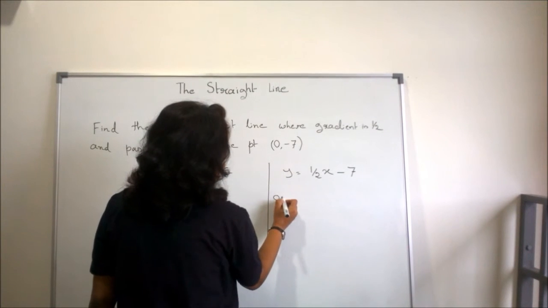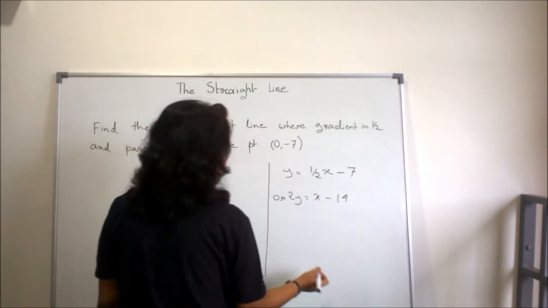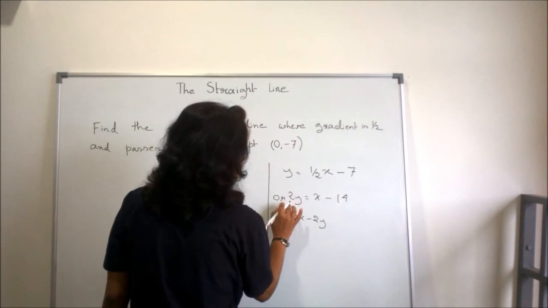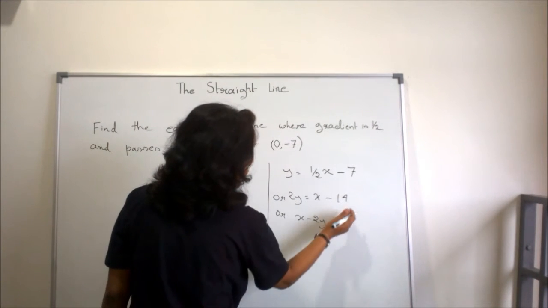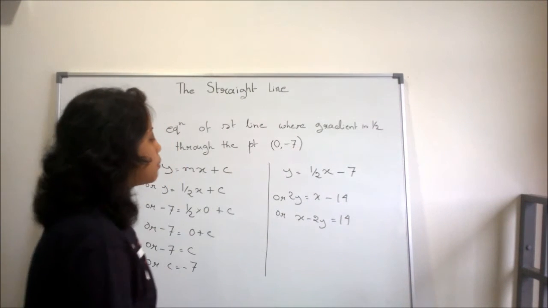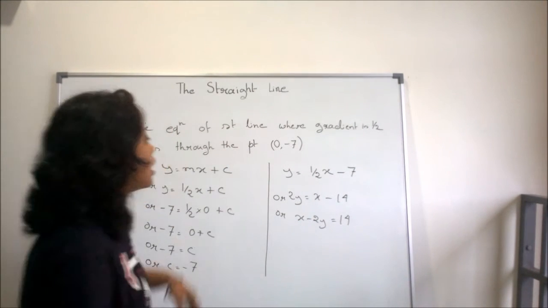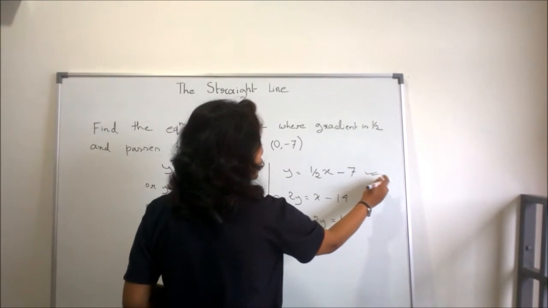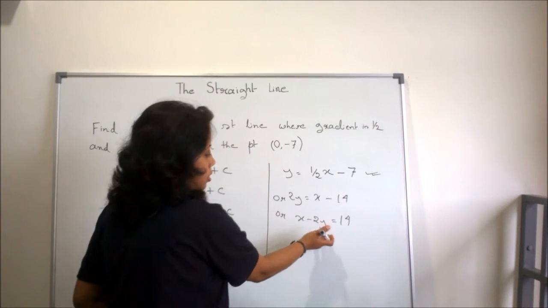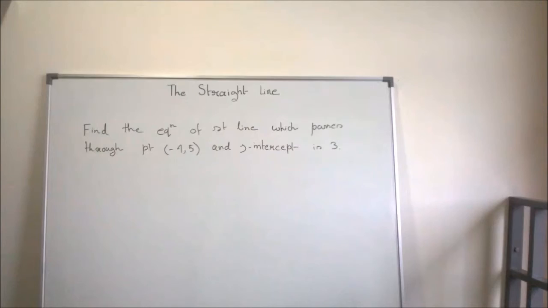So 2y is equal to x minus 14, or x minus 2y, we just put minus 2y to that side and minus 14 to that side. So this is our result. x minus 2y is equal to 14 is the equation of the straight line. Actually the answer up to this is right. You can simplify it or you can keep it in that way, up to that also. Okay.